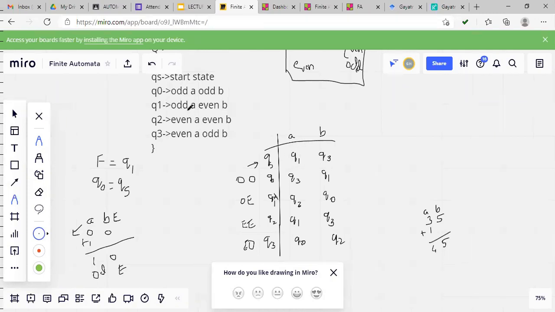Okay. So number of A's are even, number of B's are even, and I am reading just one B. You have to take this and this, okay? So this QS matlab even number of A's and even number of B's and I'm reading one B. So even number of A's remains as it is, but even number of B's, since I'm reading one more B, it becomes odd. Even odd. Even odd kahan pe hai? Even A odd B is in Q3. So we go to Q3.